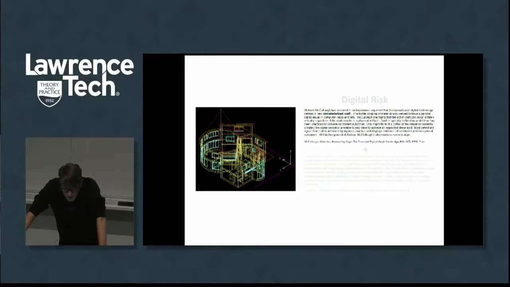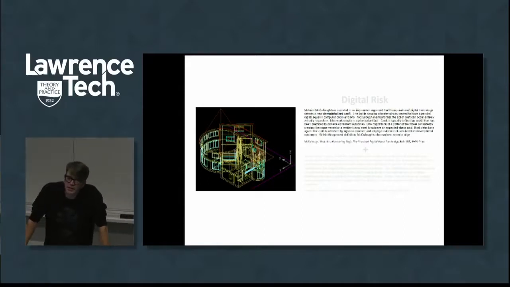Most definitions agree that craft is achieved by rigorous practice and displays evidence of consistent and exceptional outcomes. Within this general definition, McCullough's observations seem to align. So my gut told me that he was wrong. I thought, you can't have craft without material. That's ridiculous. That was my first gut instinct.